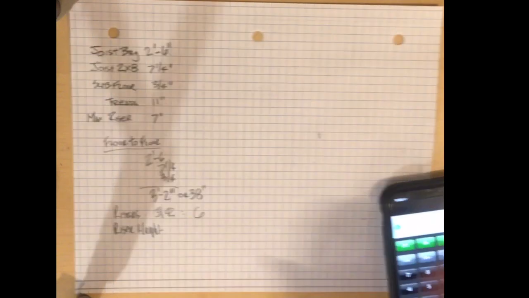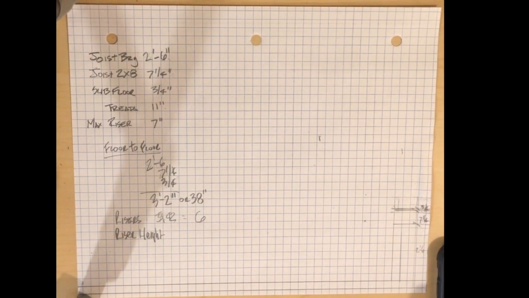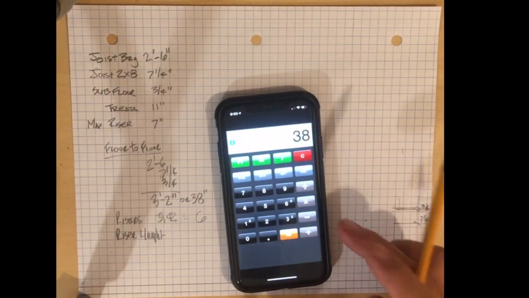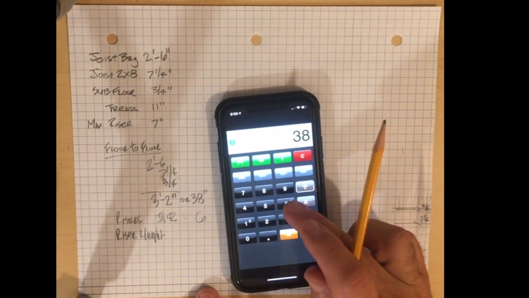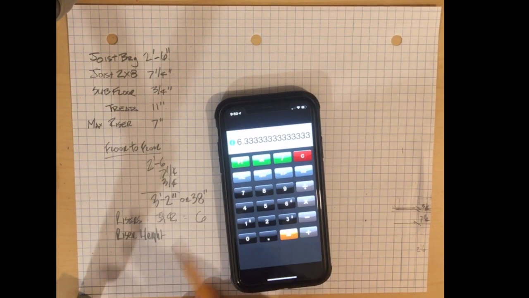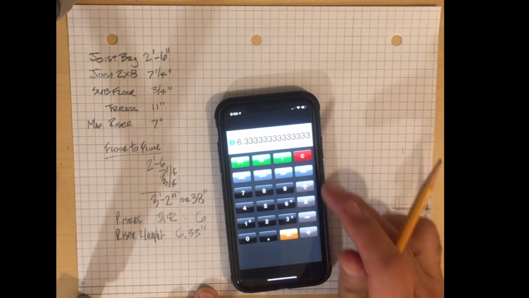Next thing we want to do is figure out our riser height. So I'm going to take that 38 inches again. Now I'm going to divide it by 6 risers. And that comes up to 6.33 inches. So each riser height is 6.33 inches.